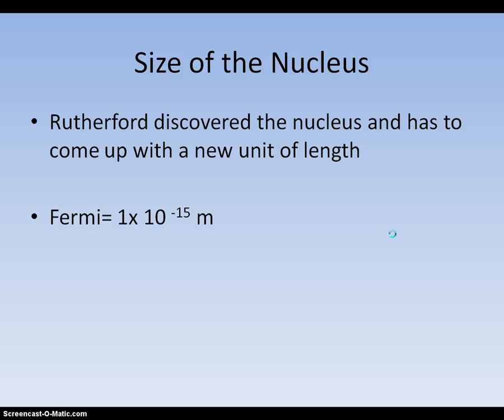One last thing I'm going to discuss in the video is the size of the nucleus. When Rutherford discovered the size of the nucleus, we had to create a new unit for length because it was the smallest thing that we had ever been able to measure. Recall that the metric system goes in increments of 3. So -3 is milli, -6 is micro, -9 is nano. The new unit of length that we came up with, which approximates the size of a nucleus, is a Fermi, which is times 10 to the negative 15th meters.